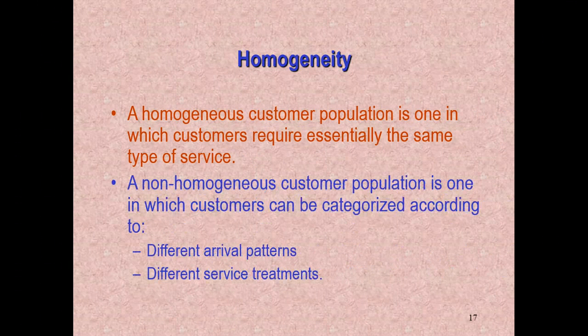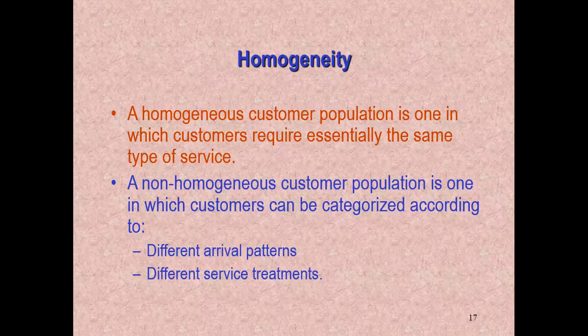Tandem queues, we already talked about tandem queues. Homogeneity. Homogeneity is how alike all the customers in this queue are, okay? A homogeneous customer population is one in which customers require essentially the same type of service.